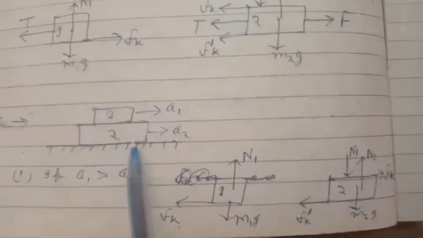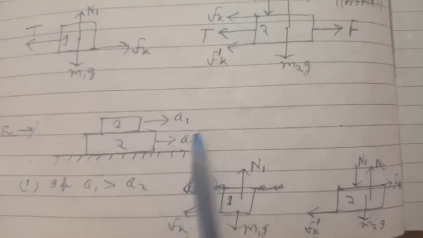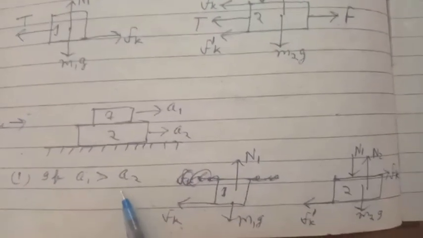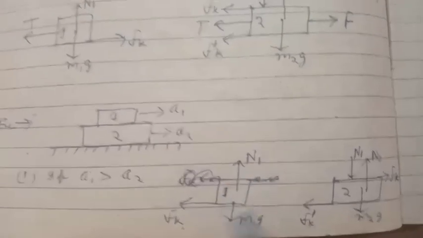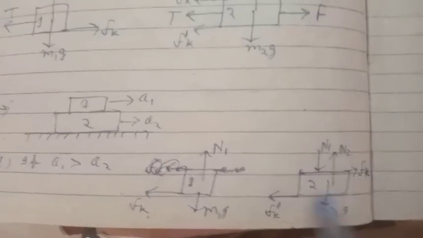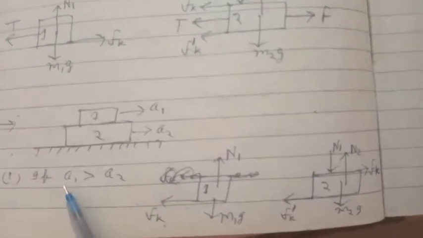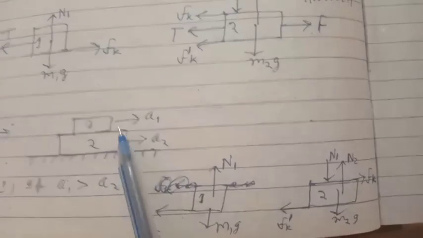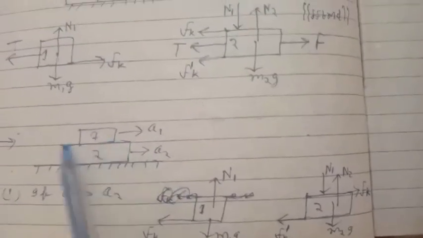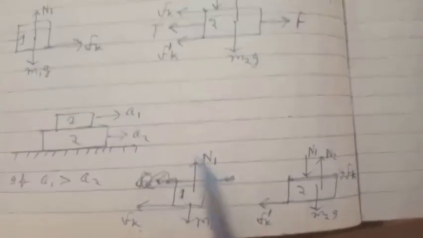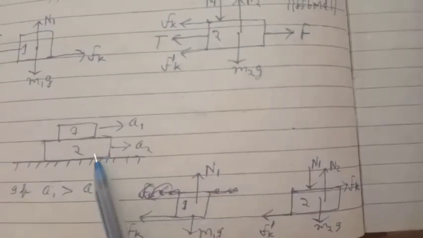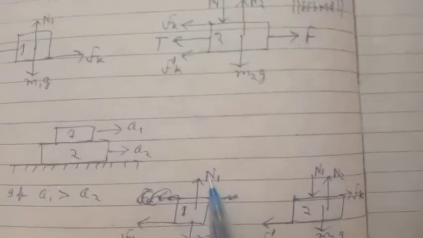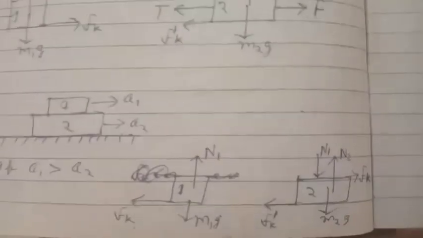Here another situation is shown. This body is moving with acceleration A2 and this body is moving with acceleration A1. Now if A1 is greater than A2, then the first body will have this free body diagram and the second body will have this free body diagram. Why will it be like this? Because A1 is greater than A2, the surface of this body is moving in this direction with respect to this. So kinetic friction on this body will be in this direction, which is shown here, and the normal reaction, perpendicular to the surface due to the other body, we have represented as N1, and the weight of the body will be acting in this direction.